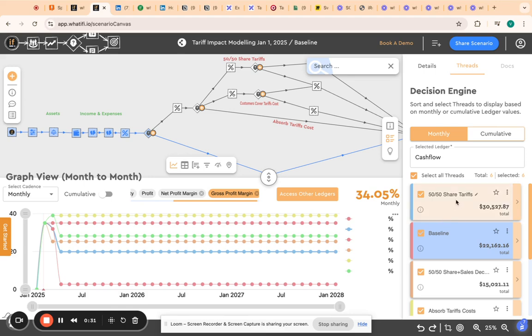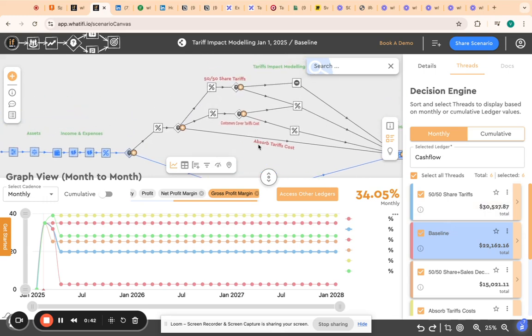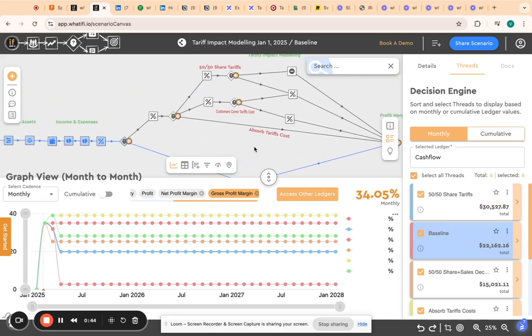As you can see, there are six different scenarios that can be possible based on how you decide to handle the tariffs. First is if there is no tariff increase. Then, if there is a tariff increase, what are your options? First is absorb the tariff cost. Customers pay the full tariff cost, so pass along the cost to customers, or share the tariff increase 50-50 between your business and your customers. This gives you six different outcomes of your gross profit margin over a period of time.